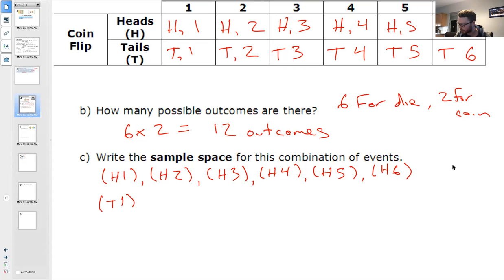So we'll have tail and a 1, tail and 2, tail and 3, tail and 4, tail and 5, and tail and 6. Okay, so these are all of the possible combinations of events occurring. And that's what we need to provide if they're asking us what is the sample space for the combination of events.